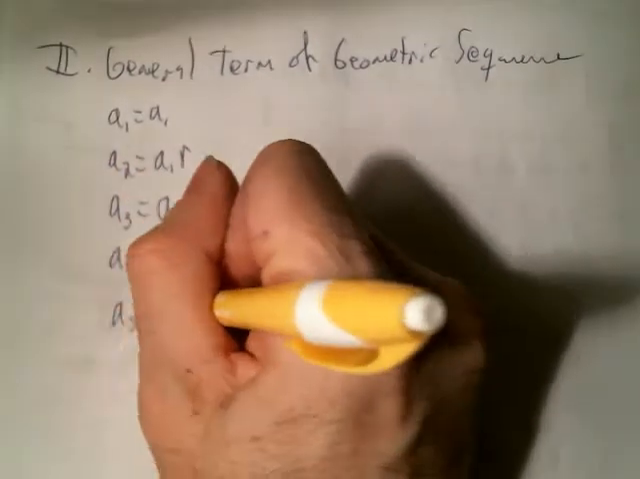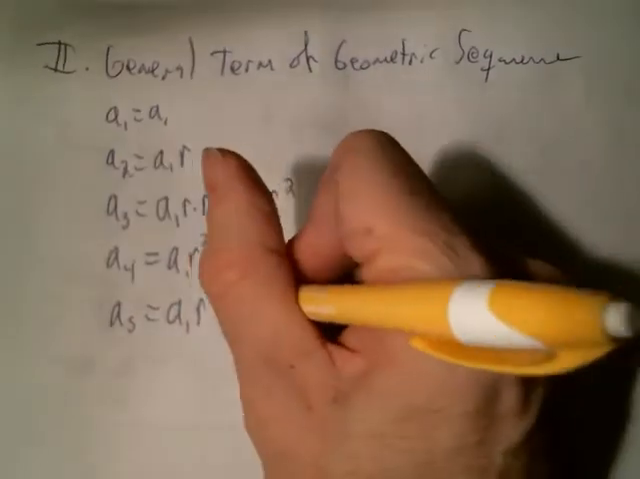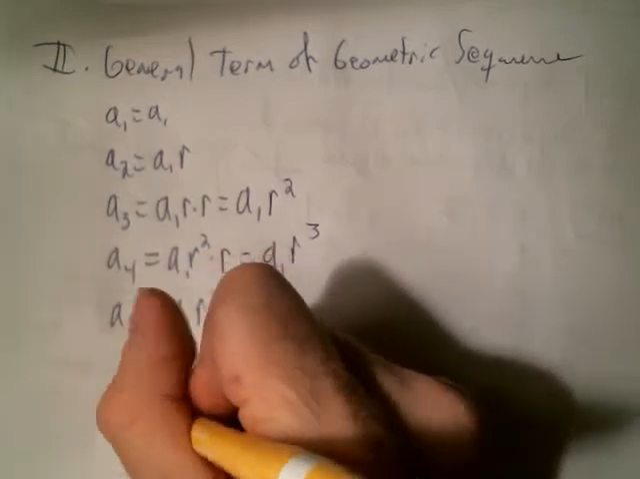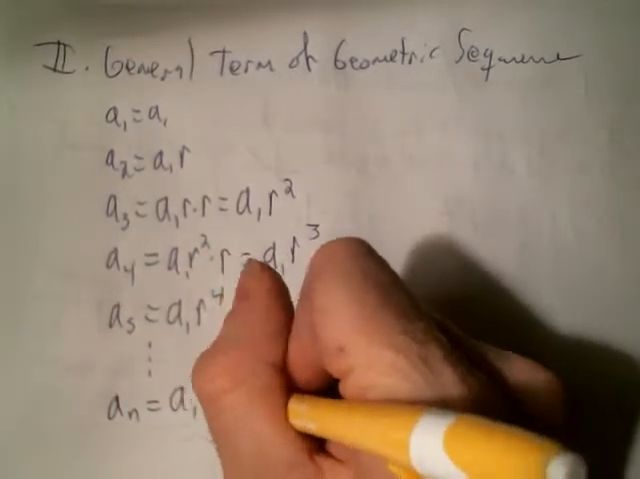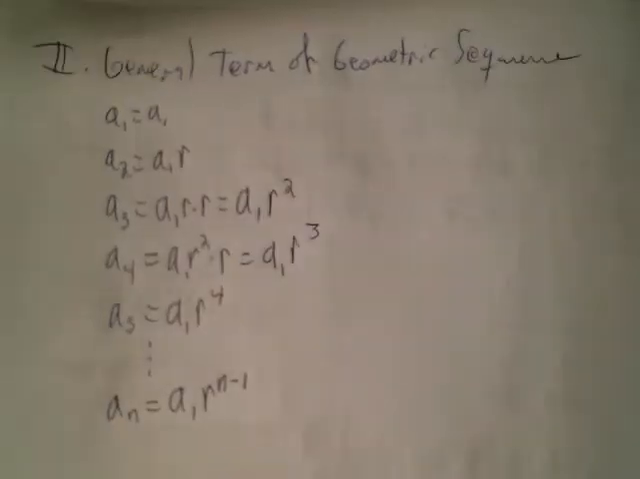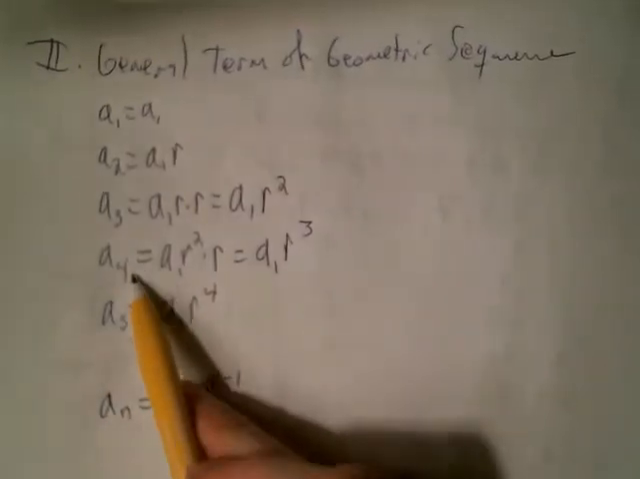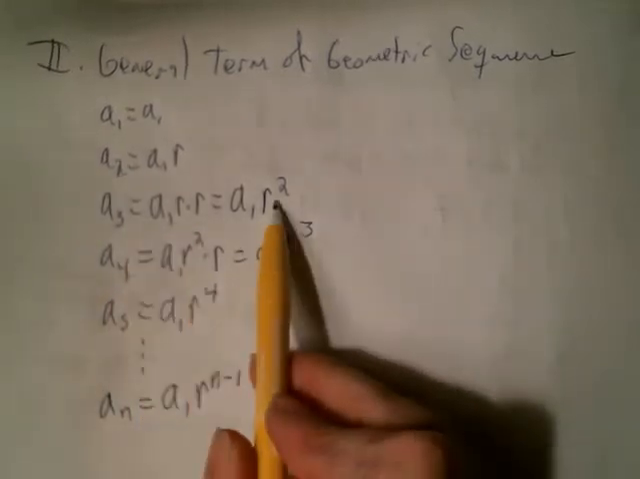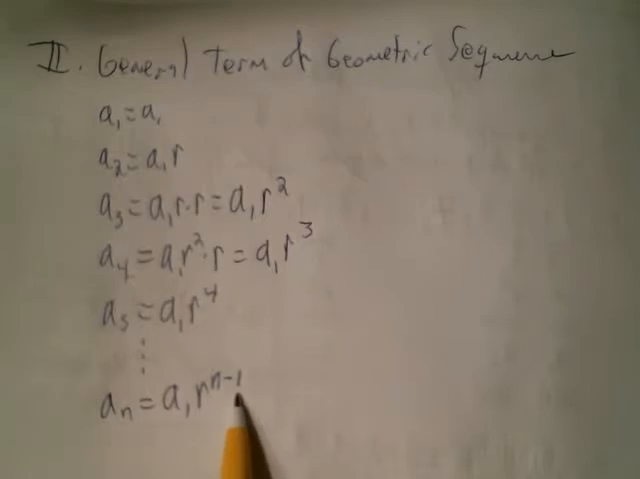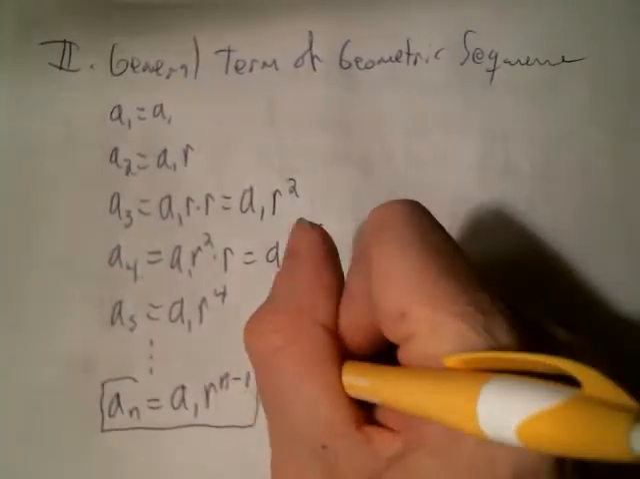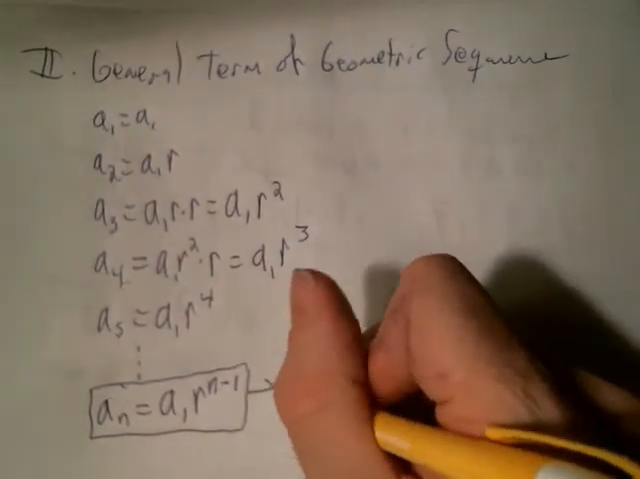So a sub 5, I think, is a sub 1 times r to the 4th. And in general, a sub n, I believe, is a sub 1 times r to the 1 less than n. So if this is 5, this is 4, if this is 4, this is 3. When this is 3, this is 2. So when this is n, we want n minus 1. And yeah, this is going to turn out to be the formula we want.